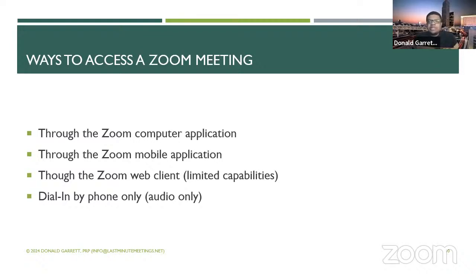Sometimes people are on a work computer or a public computer or a government computer, and they're not allowed to download particular software. So you can also access Zoom through your web browser, like your Edge, Firefox, Chrome, whatever you use. It has less capabilities, but that's still a way of accessing the meeting.